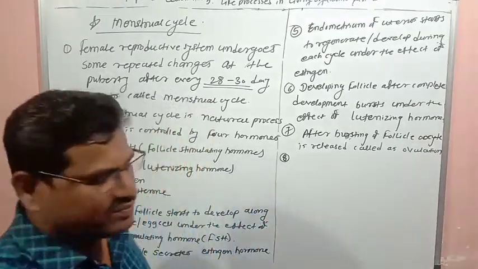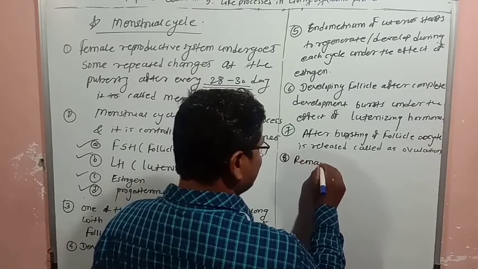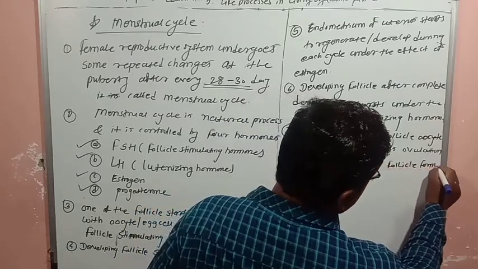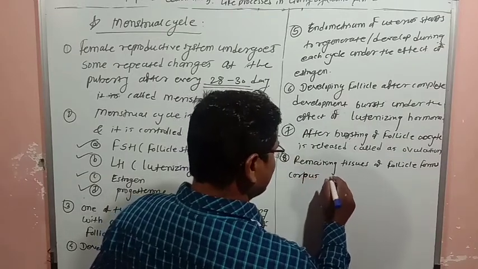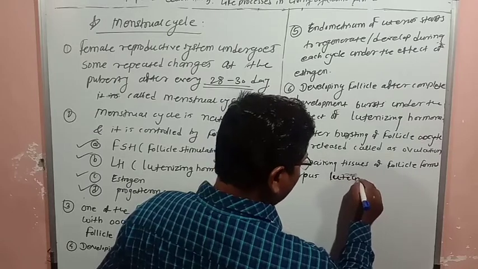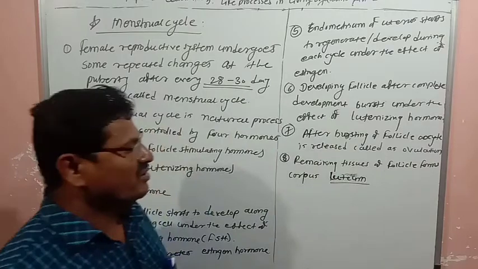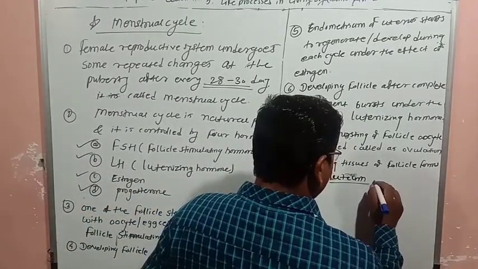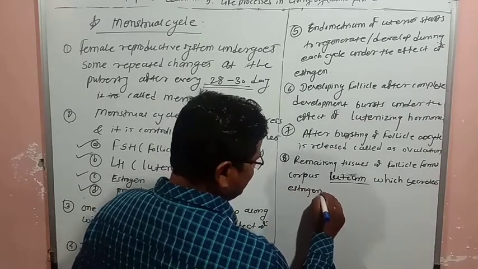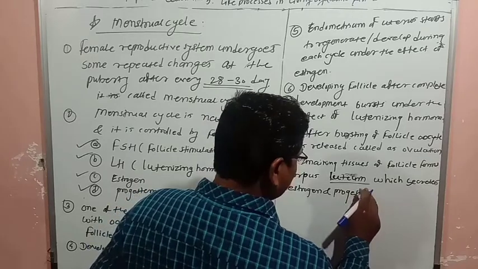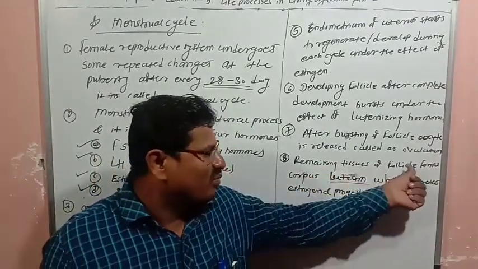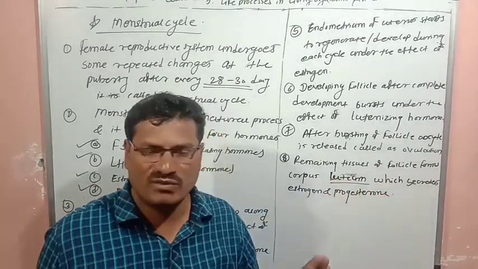Then eighth point is there. The remaining cells, remaining tissues of the follicle, form the corpus luteum, and it secretes estrogen and progesterone. So the remaining tissues of the follicle form the corpus luteum, which secretes estrogen and progesterone.